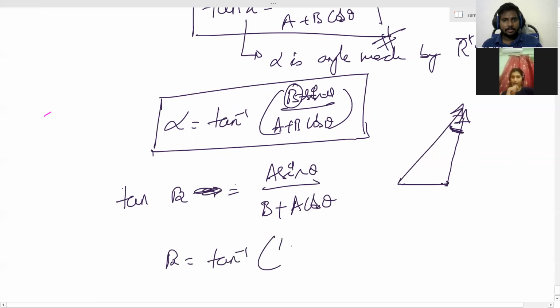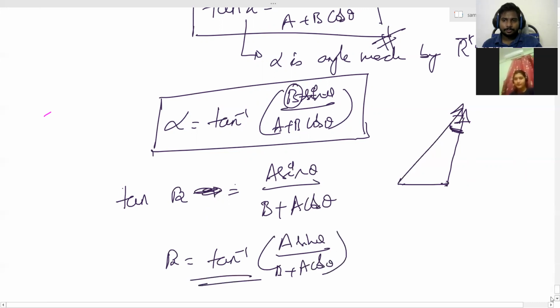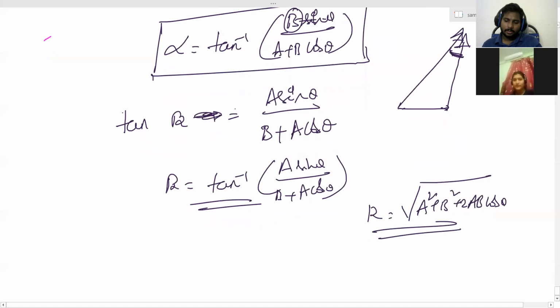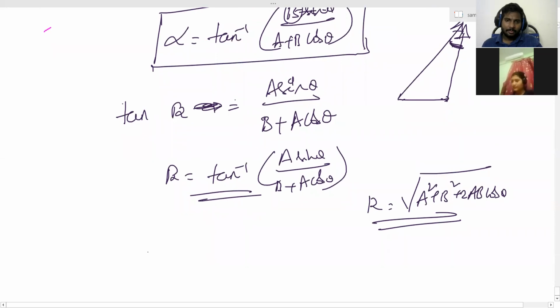Tan inverse of A sin theta by B plus A cos theta. Got it? Next, the resultant magnitude I already told you: root over A square plus B square plus 2AB cos theta. Now you tell me special cases, some special cases.